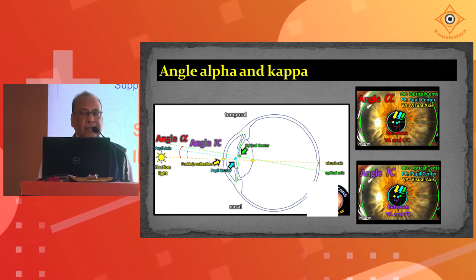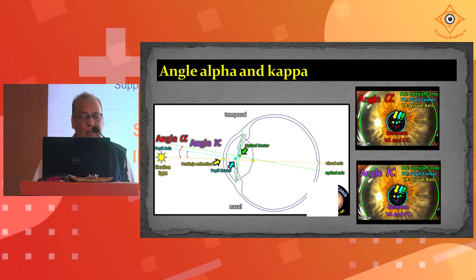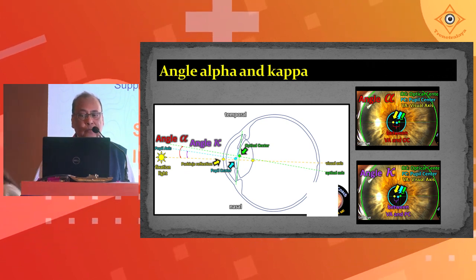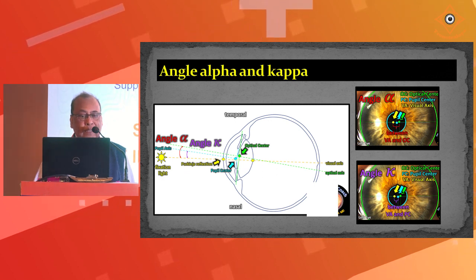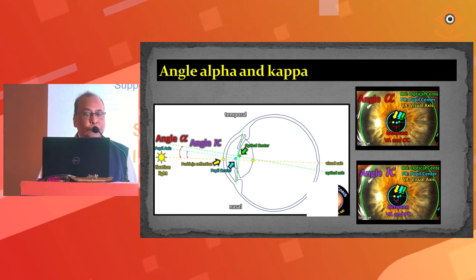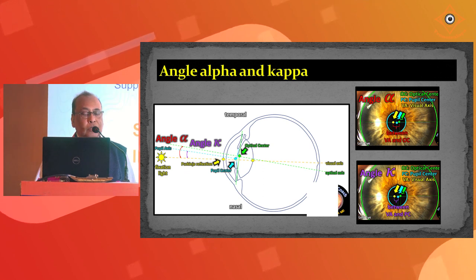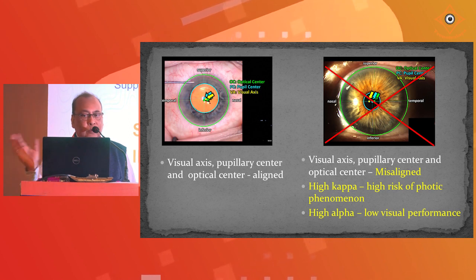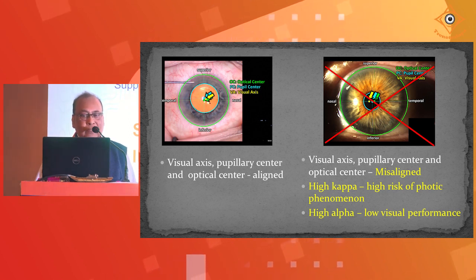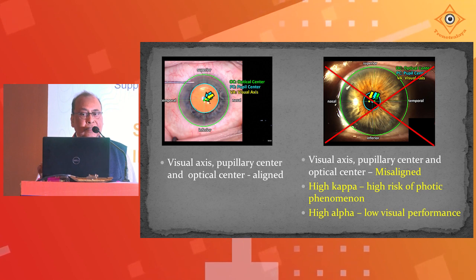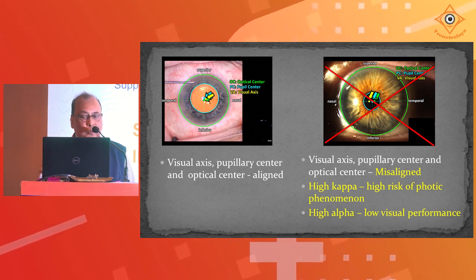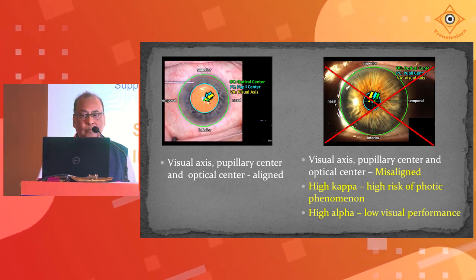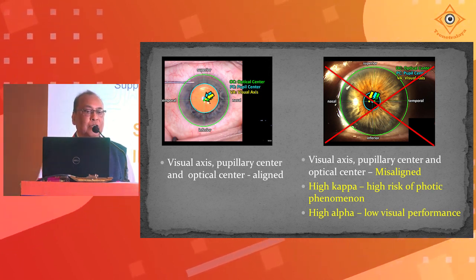You also have to consider the angle alpha and the angle kappa when you are examining the patient for the multifocal IOL. The optical center, the pupillary center, and the visual axis should be as close to each other as possible if you want a good visual outcome. What you see in the picture on the right side is when the visual axis, the optical axis, and the pupillary center are far apart, more than 0.2 millimeters. They are not good patients for multifocal diffractive IOLs.